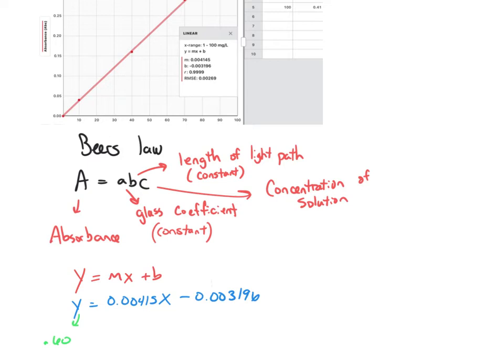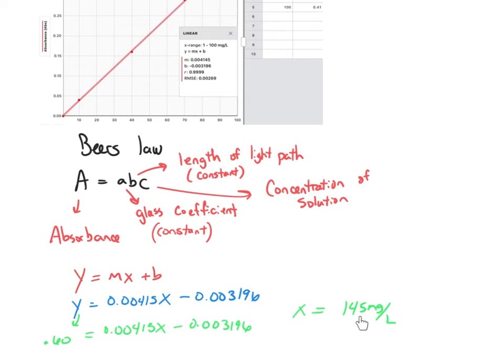And so we know that the absorbance is 0.6. Now we apply the same slope and the same y-intercept, and then we can calculate and solve for x. So in my calculator, I took 0.60 and I added 0.003196 to that side to isolate x, and then I divided by 0.00415, and I got x to be equal to 145, and that's the concentration in milligrams per liter. And I would expect that to be larger than my largest trial from the one up above, which, as you can see just at the top of the page, was 100 milligrams per liter.